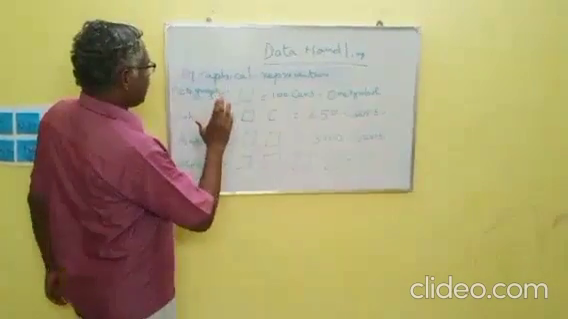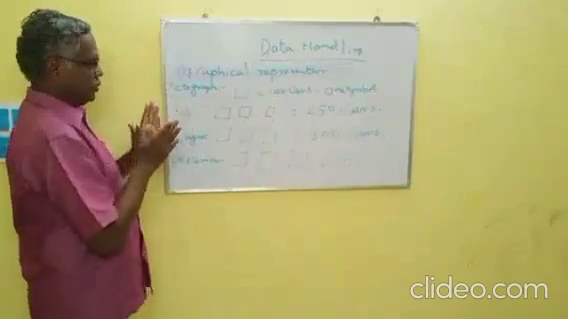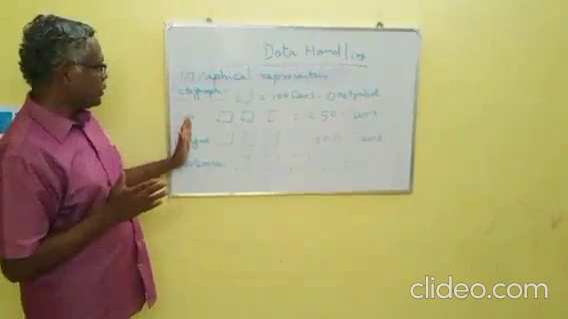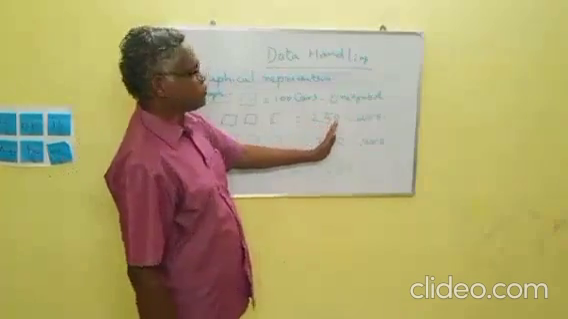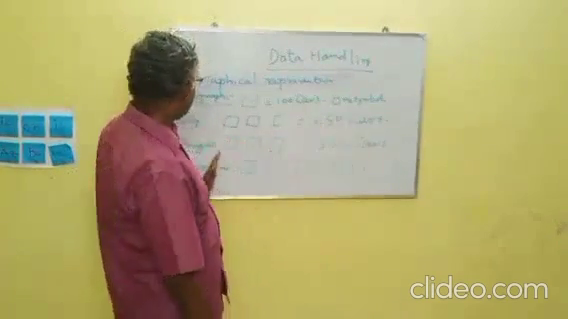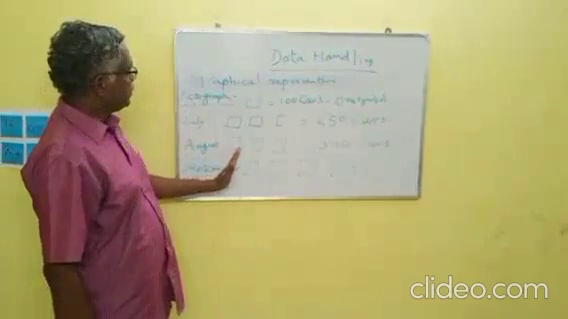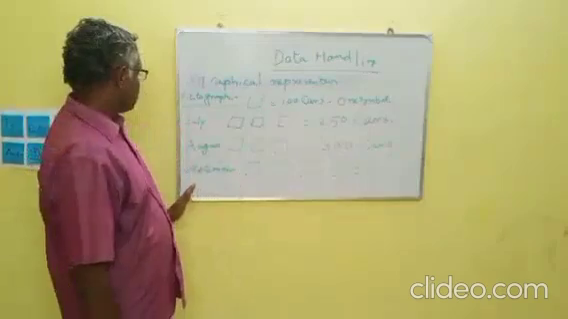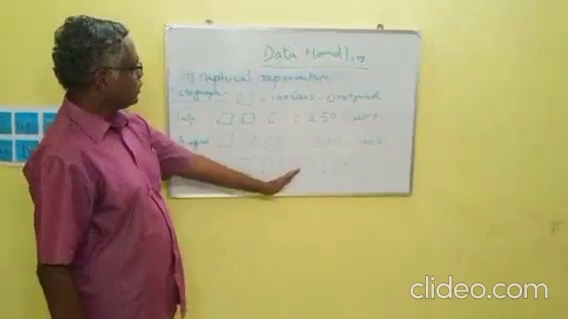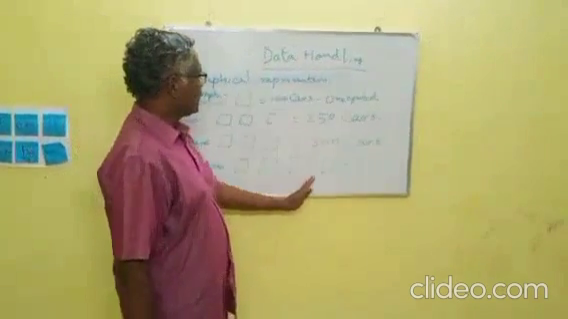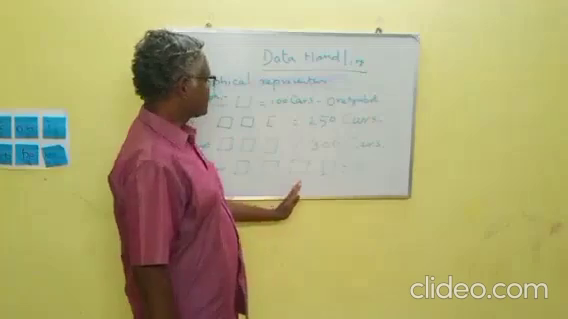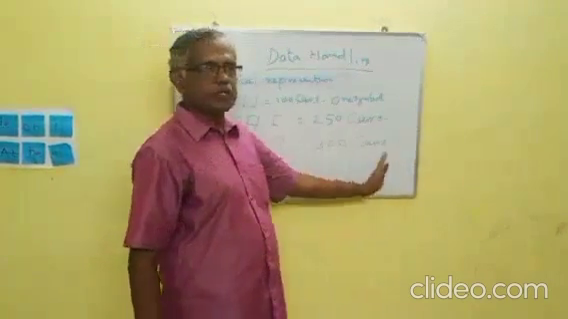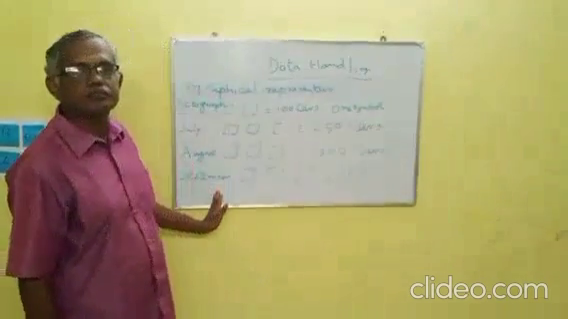So as soon as we see the picture, we can come to the conclusion that in July the factory has produced 250 cars. Now the next month, August, 3 boxes, that is 300 cars have been produced in August. September, we can infer from this diagram that 4 boxes have been represented here, hence 400 cars have been produced in the month of September.